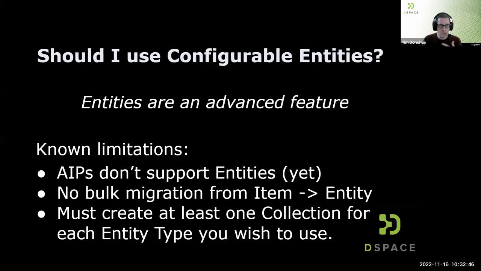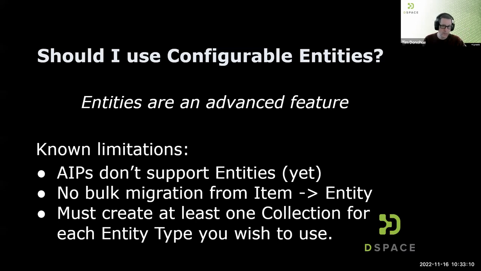But on the main question of whether I should use configurable entities, I do want to stress that entities are considered an advanced feature at this time. So there are some known limitations to them. They do not support AIPs, that AIP backup and restore process. They do not support that yet. There is not yet a bulk migration process from old DSpace 6 items into DSpace 7 entities.